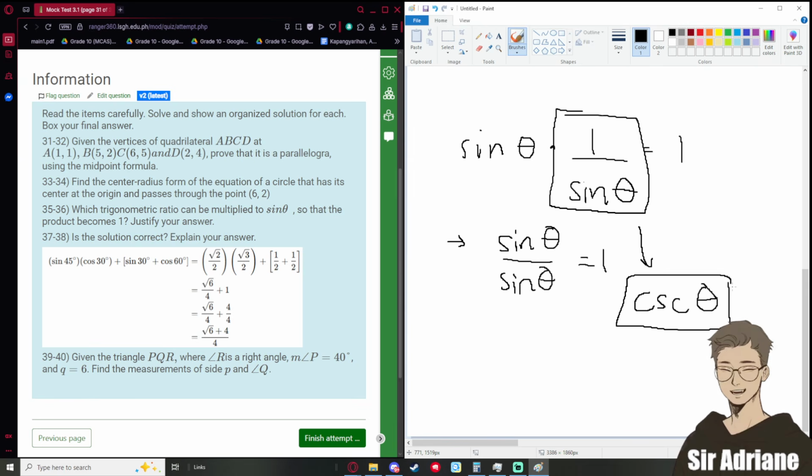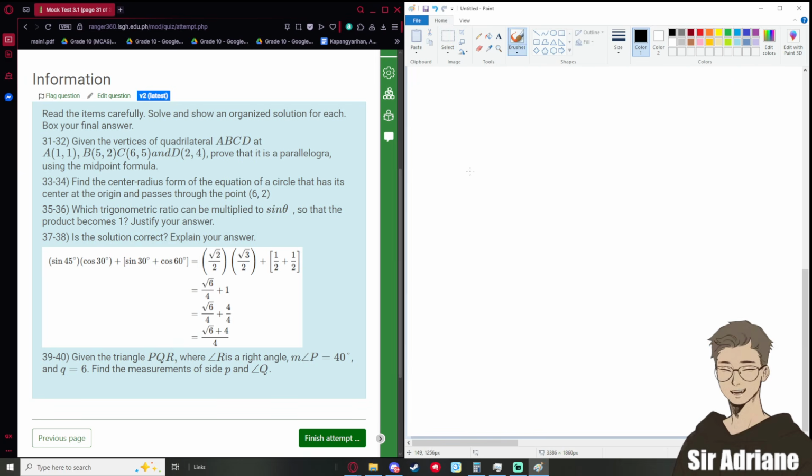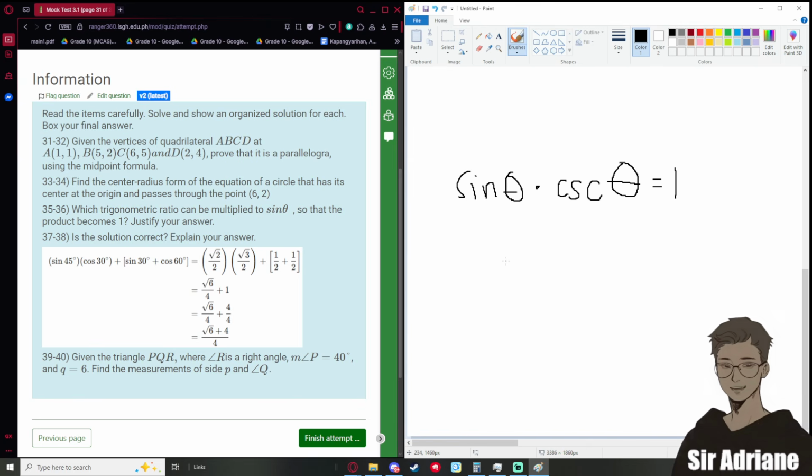So it should be cosecant of theta because it's the reciprocal of sine of theta. So again, that's our final answer, cosecant of theta. That means sine of theta times its reciprocal ratio, cosecant of theta, is always equal to 1, because they are reciprocal ratios. And by definition, if you multiply a value or an expression to its reciprocal, the product will always be equal to 1.